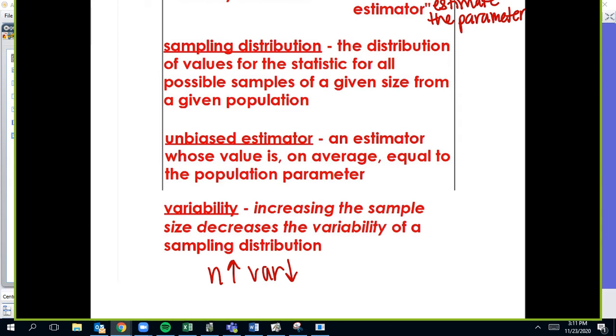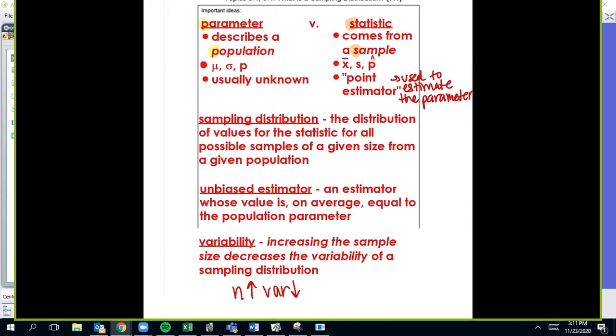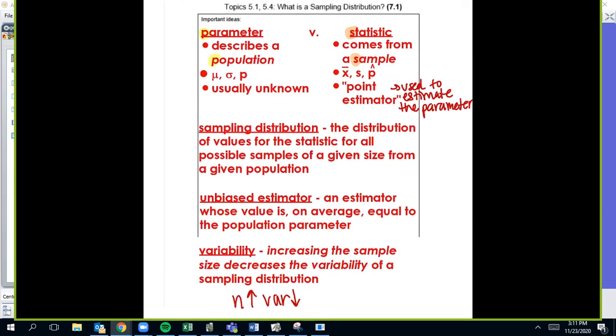So why don't you guys pause this if you didn't get a chance to write it all down while I was talking, and then you can try to check your understanding and unpause to see the results.